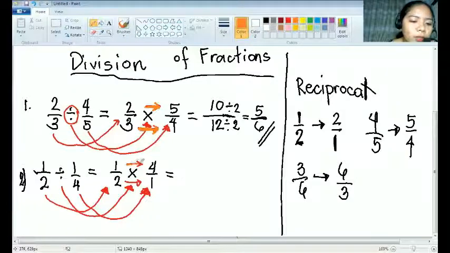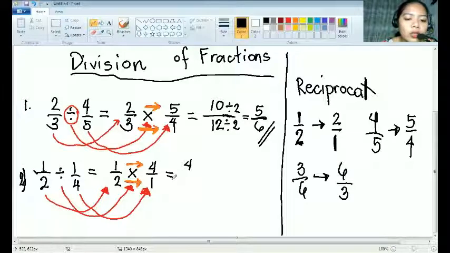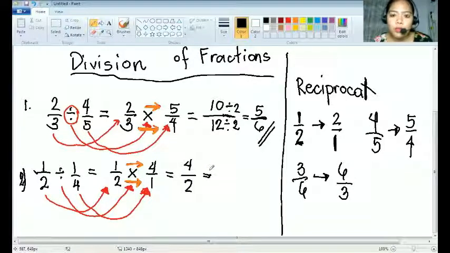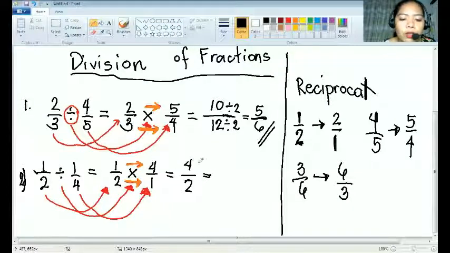Ayan. Orange pala. Ayan, para hindi kayo malito. Okay? So, let's do the operation. 1 times 4 is 4. 2 times 1, 2. Okay? So, ang tanong, lowest term na ba yan? 4/2? So, hindi pa. So, pwede natin siyang i-perform yung ating operation na division. 4 divided by 2 is 2. So, this is the final answer.